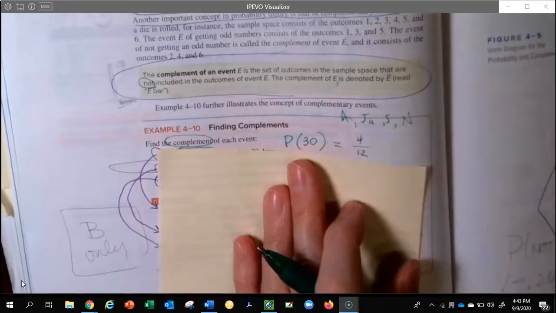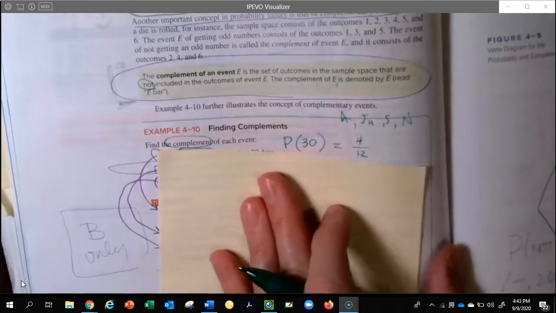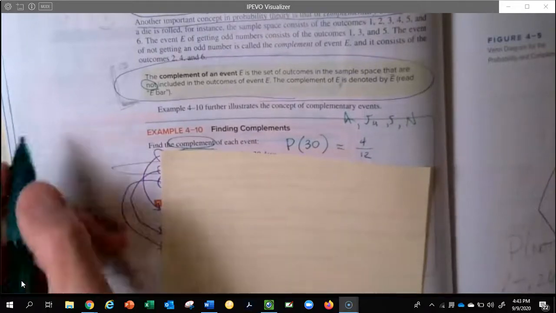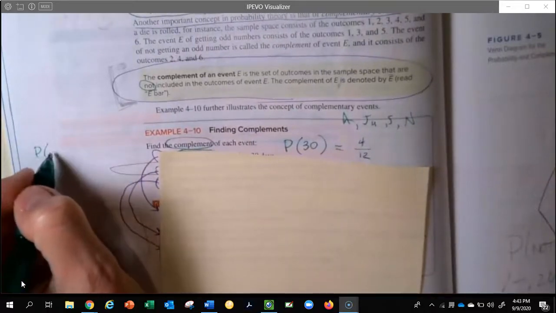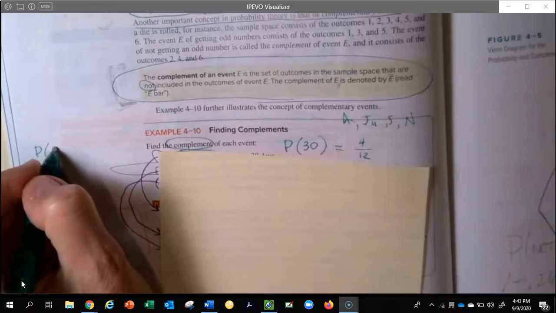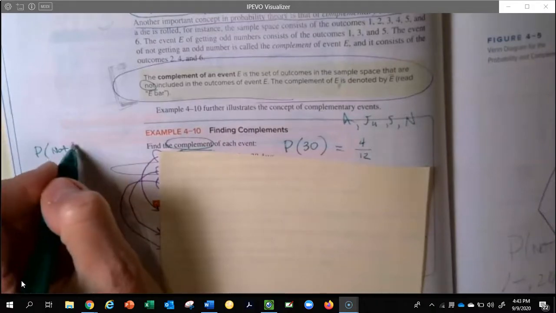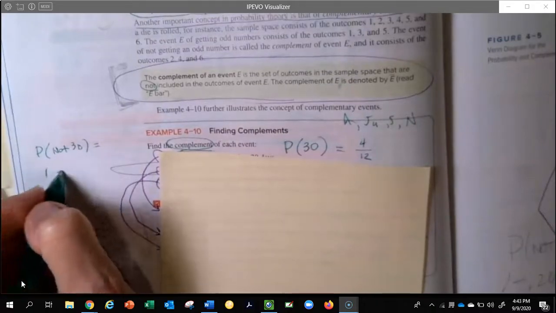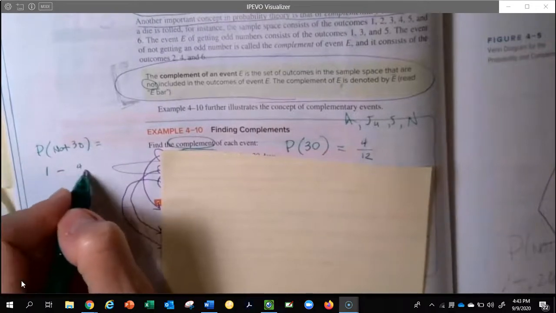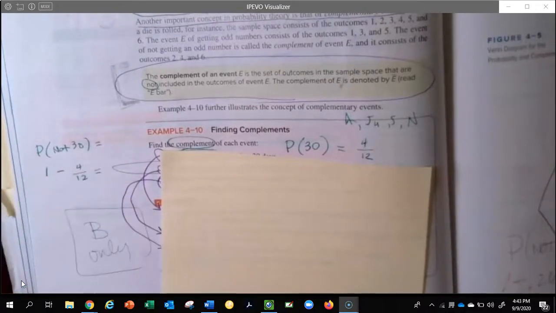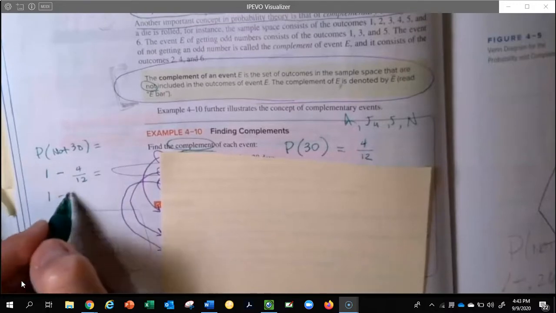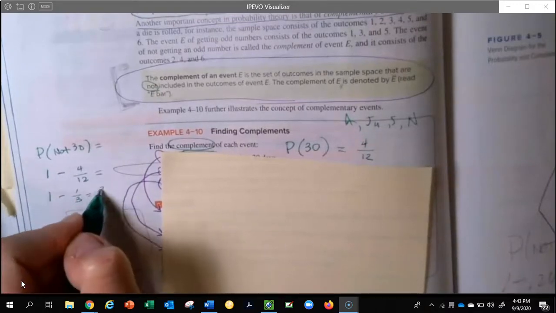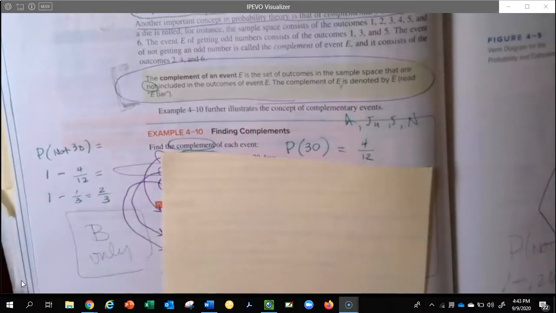The complement wants to know the not of that. So I want to find the probability that a month does not have 30 days. So I'm going to do 1 minus my 4/12, and 1 minus my 4/12 will be 1 minus 1/3, which will be 2/3 of the months.